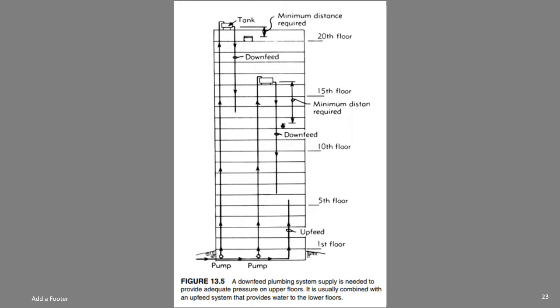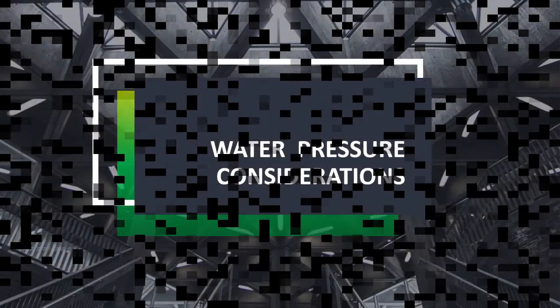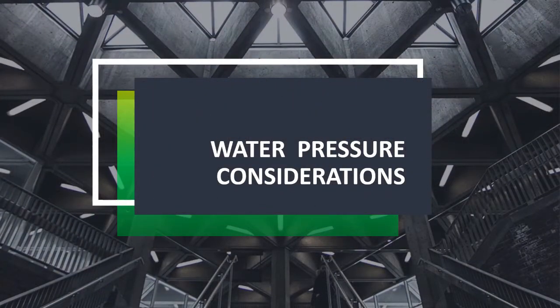So this image is a Downfeed plumbing system. Supply is needed to provide adequate pressure on upper floors. It is usually combined with an Upfeed system that provides water to the lower floors. So meron tayong mga dapat i-consider tungkol sa water pressure. So these are water pressure considerations. First, we have hydrostatic pressure, then water pressure, pressure difference, static head, and lastly, we have pressure losses from friction.